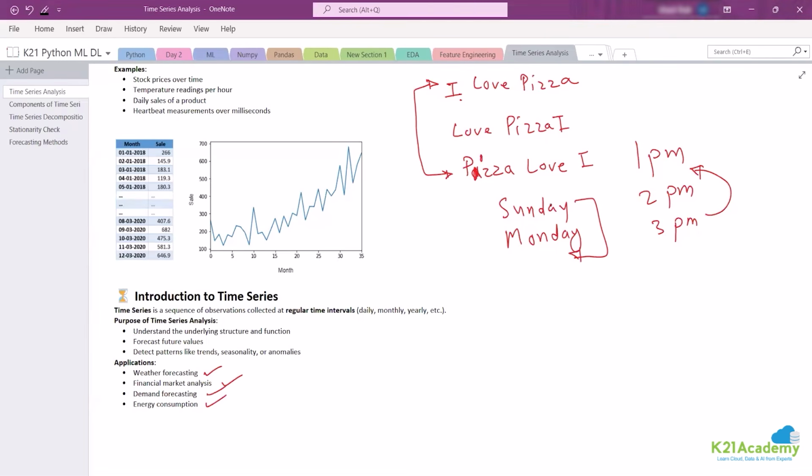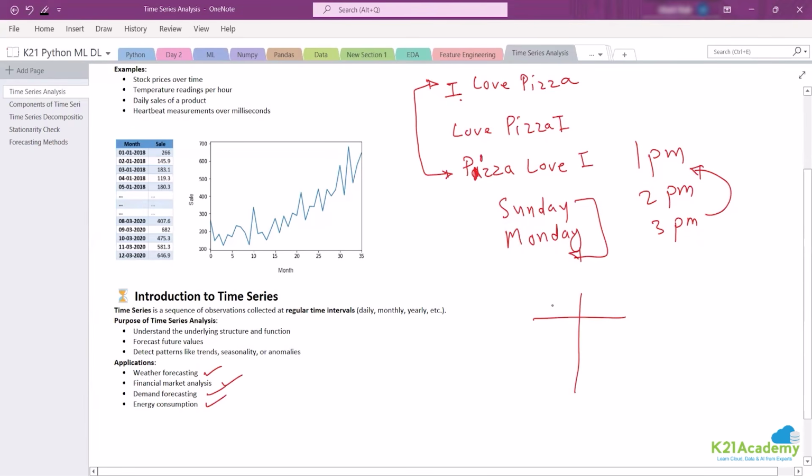Now here, mostly what happens, we are considering the single value column, like this. Here we will have the data related to the time, and the amount of data. Mostly we have this kind of structure that we consider for time series analysis. We don't consider multiple factors. We mostly consider the target column only.